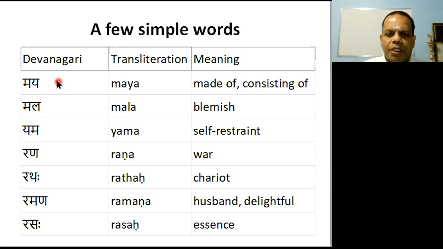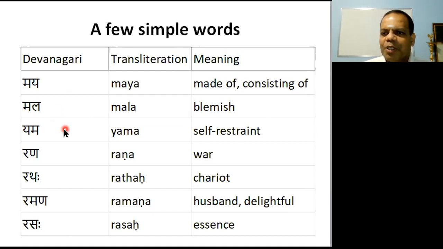Maya. I think it should be simple for you to read, but I thought you'll recognize the letters, so I have put it there. The next word is mala. Mala. Blemish. Malam means anything which needs to be discarded. From this only words like Kamala, Amala, Vimala come. All of them come from mala, with amala meaning without blemish.